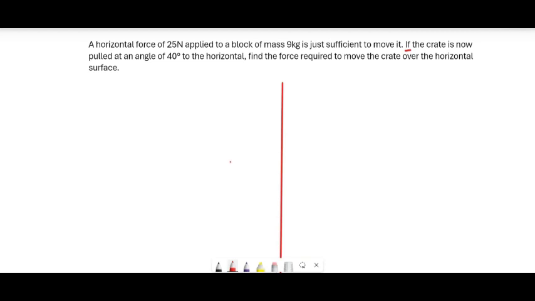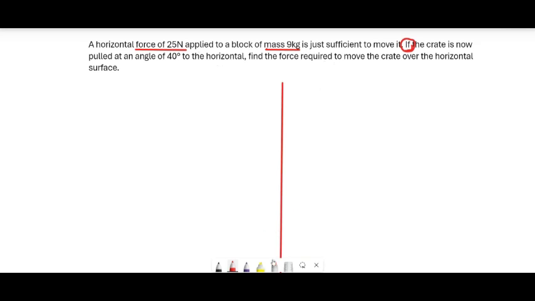For this question, the question says a horizontal force of 25 newtons applied to a block of mass 9 kg is just sufficient to move it. So we have a force of 25 newtons applied to this mass, and it is sufficient to move it if the crate is now pulled at an angle of 40 degrees to the horizontal. Find the force required to move the crate over the horizontal surface.